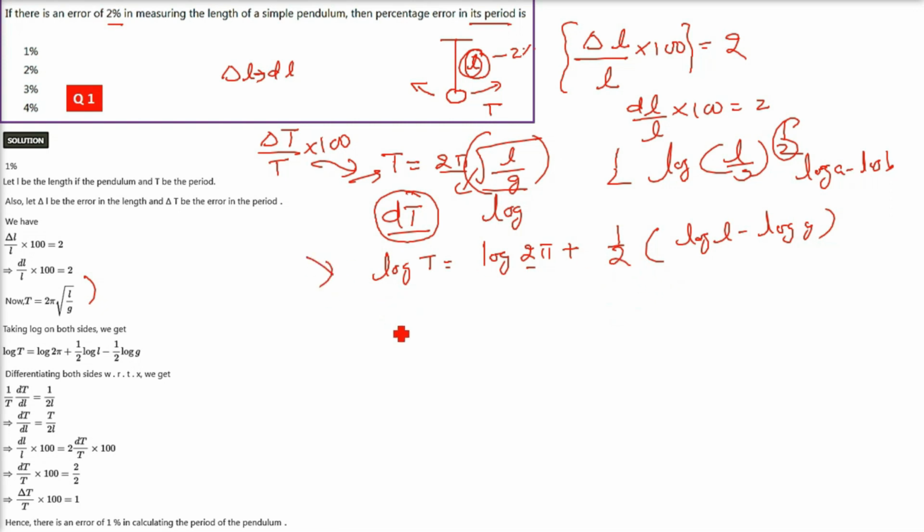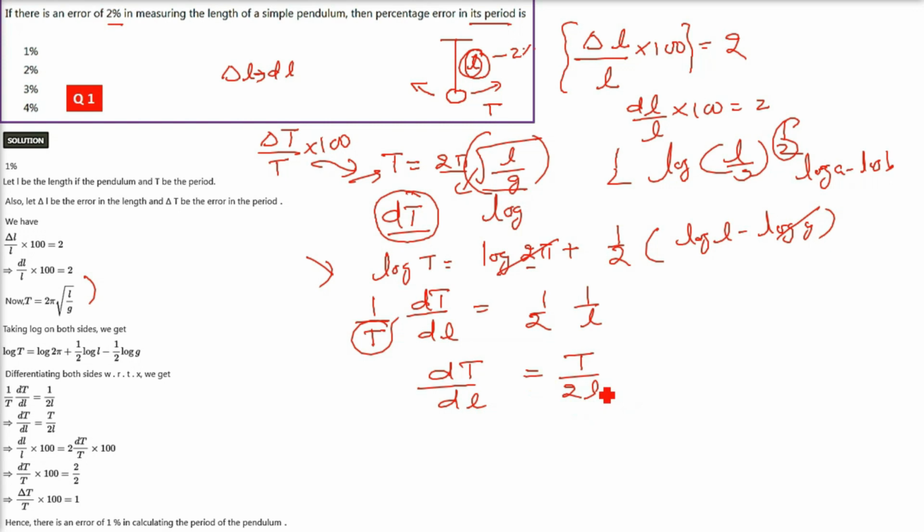So we'll differentiate with respect to L. Log T gives 1 by T, then dT by dL, because we are differentiating with respect to L. This is equal to log 2 pi, pi is a constant, 0, log G will also vanish because it's a constant. Only log L differentiation will give you 1 by L. Now we have this dT by dL, and T by L kind of thing will come, but we are not interested in this. We are interested in dL by L into 100, that is already given, and we are going to find delta T or dT by T into 100. So let us interchange these. We have dT by T equal to dL by L, and there is a half also.